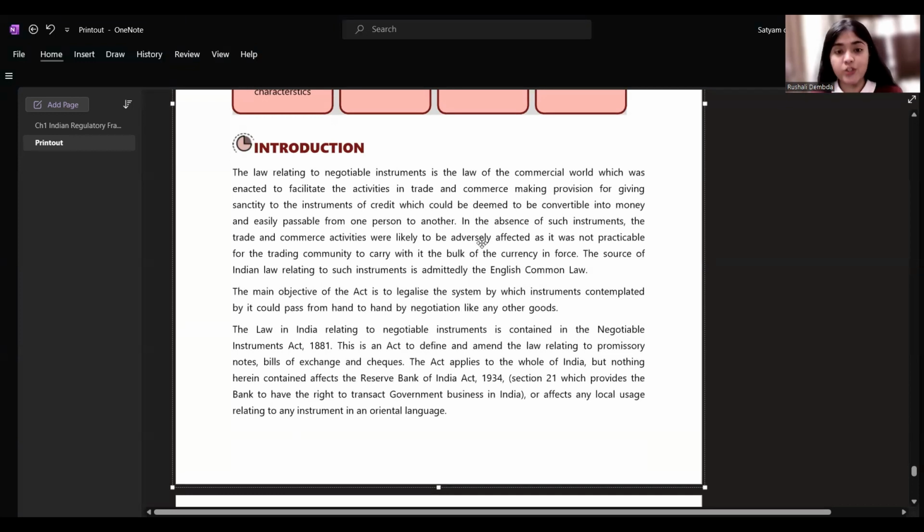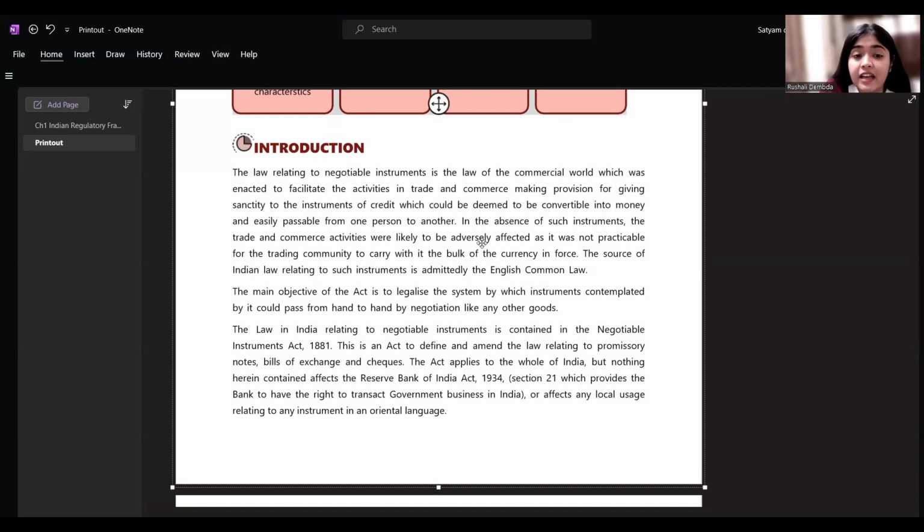Law relating to negotiable instruments is the law of the commercial world. In the commercial world, where we are exchanging money, where we are exchanging goods and services, we require negotiable instruments law, right? Which has been enacted to facilitate the activities in trade and commerce. What all activities in trade and commerce are required? For this, we'll be needing it.